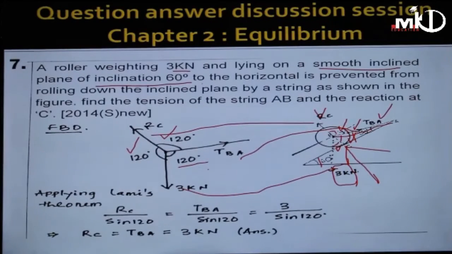Now we can apply Lami's theorem because the system is in equilibrium. Start from RC: RC divided by sine of the opposite angle, which is 120. All the angles are the same, so RC equal to TBA equal to 3, because all the sine 120 can be cancelled. So RC equals TBA equals 3 kN. Right? Now come to question number 8.